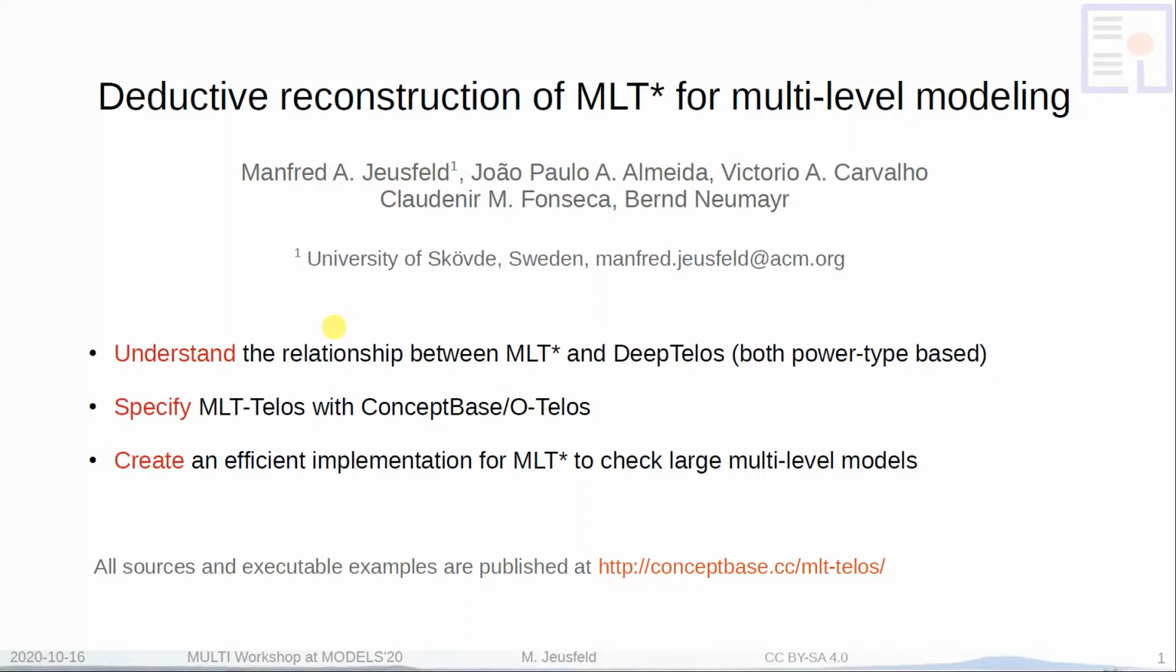We do so by attempting to specify the multi-level theory within ConceptBase, which is an implementation of the Telos knowledge representation language. That language also includes facilities to deal with multiple abstraction levels, but it was not yet capable of supporting multi-level modeling without certain extensions. So we would like to specify the multi-level theory inside Telos, and that specification will be called MLT-Telos. The final goal will be to use that for checking rather large multi-level models for modeling errors, which we did not yet do, but this is the first step in this journey.